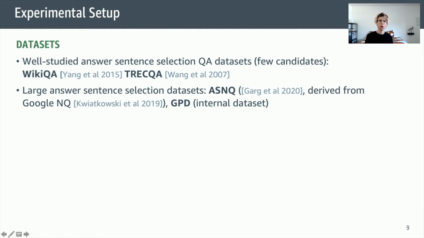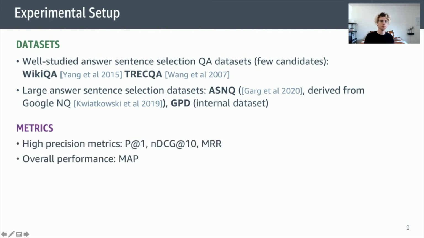2 of them are well-known answer sentence selection datasets for question answering, WikiQA and TrecQA. These are well-known in the literature, but unfortunately have very few samples. We also use 2 other datasets that have hundreds of candidates. One of them is ASNQ, which is a dataset introduced by Garg and others that has been derived from the Google NQ dataset. And the second one is an internal dataset we call GPD.